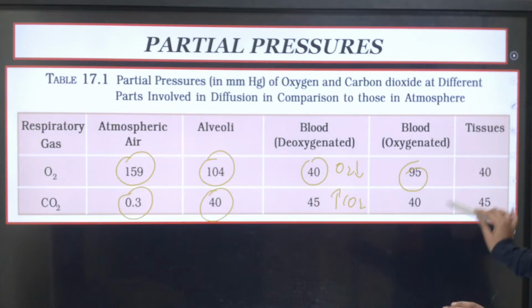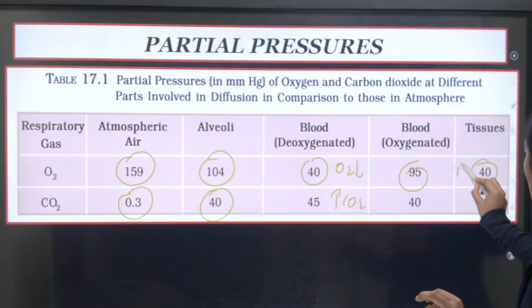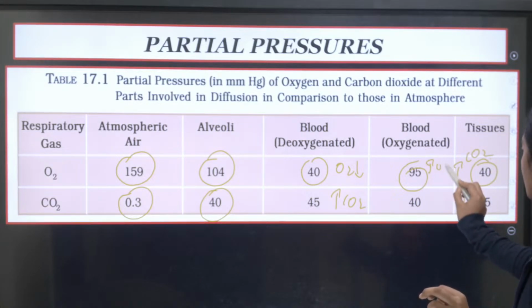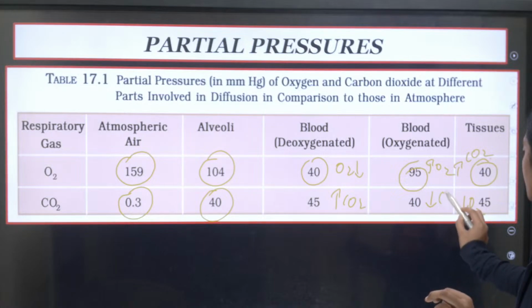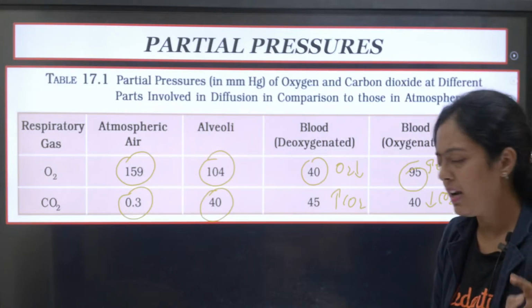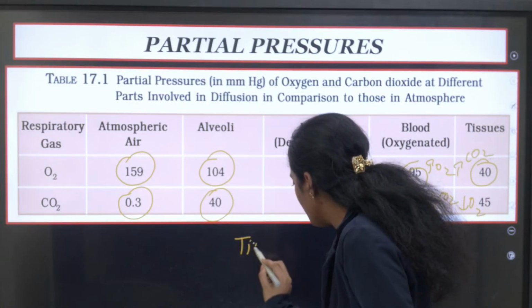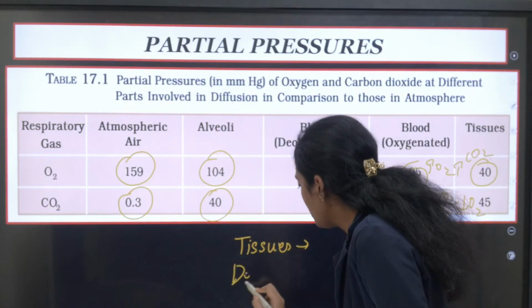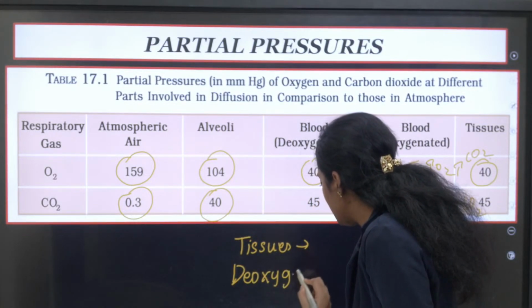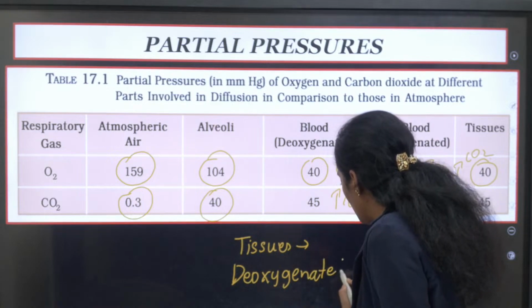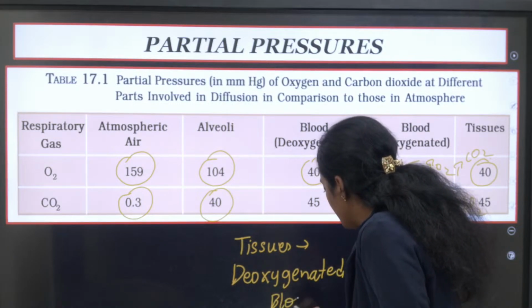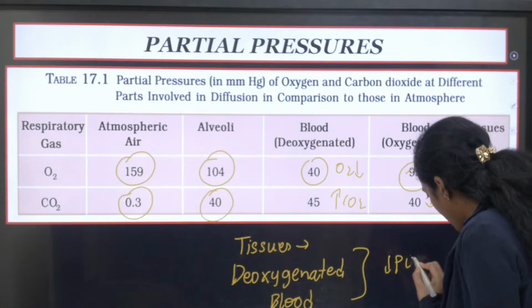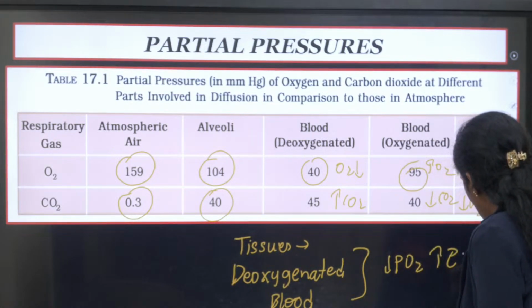95, 40, உங்க tissuesல கார்பன் டை ஆக்சைடு அதிகமா இருக்கு, ஆக்சிஜன் கம்மியா இருக்கு. இதுல ஆக்சிஜன் அதிகமா இருக்கு, கார்பன் டை ஆக்சைடு கம்மியா இருக்கு. ரொம்ப சிம்பிள் பசங்களா. உங்க டிஷ்யூஸ்லயும் உங்க டீஆக்சிஜினேட்டட் பிளட்லயும், what will be there? PO2 will be low, PCO2 will be high.